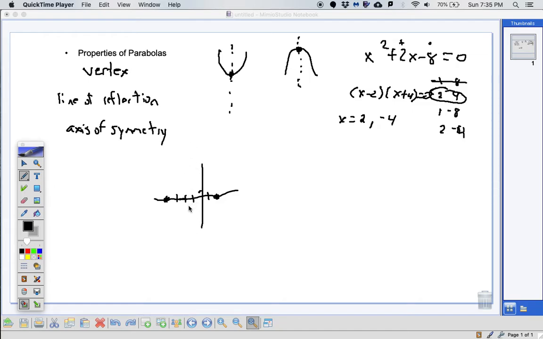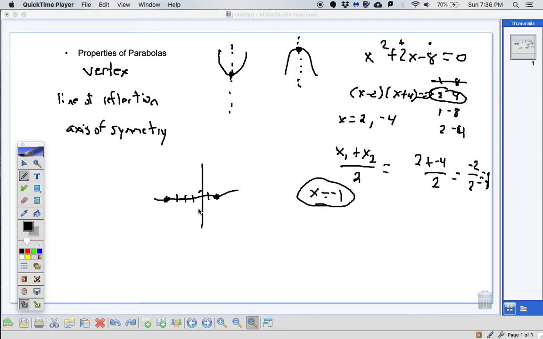Now, you might be able to identify it right now, but we want to know exactly where it is. So here's how you do it. The middle is going to be, you add up your two x-intercepts, and you divide it by 2, because we're going to find the average. So in this case, I'm going to do 2 plus negative 4, and we're going to divide it by 2, which is negative 2 over 2, which is negative 1. So my axis of symmetry is right here. X equals negative 1. So through negative 1, it's going to be this vertical line.